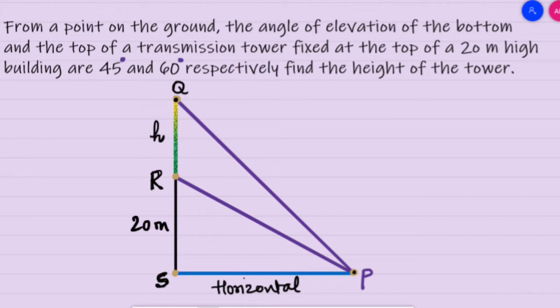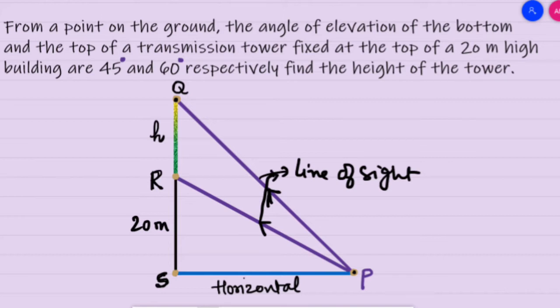It is fixed at the top of a 20 meter high building, and the angles of elevation of the top and the bottom. This is the elevation to the top of the tower, and this is the elevation to the bottom of the tower. Now see children, the line which shows elevation is nothing but the line of sight. This as well as this, both are lines of sight.